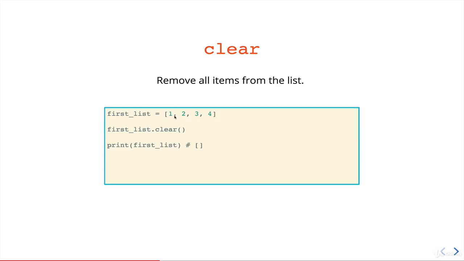So here's an example. We have a list, 1, 2, 3, 4, in the first list variable. First list dot clear, we don't pass in anything. So we need those empty parentheses in order to invoke it. We'll talk more about what they do and what would happen if we left them off once we get to functions. But just know we need the parentheses even if we don't put anything in them. And now if we looked at first list, it's totally empty.